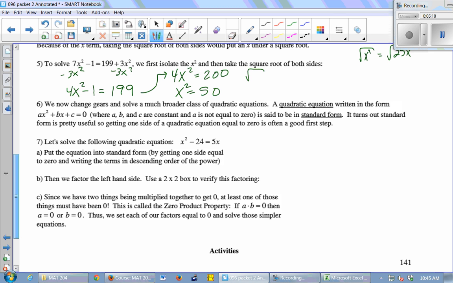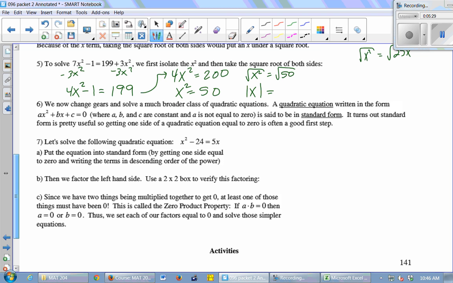So I have the square root of x squared equals the square root of 50, which means that the absolute value of x, right, the square root of x squared is the absolute value of x. What's the square root of 50? Nice. You've done it so many times you can do it in your head now?